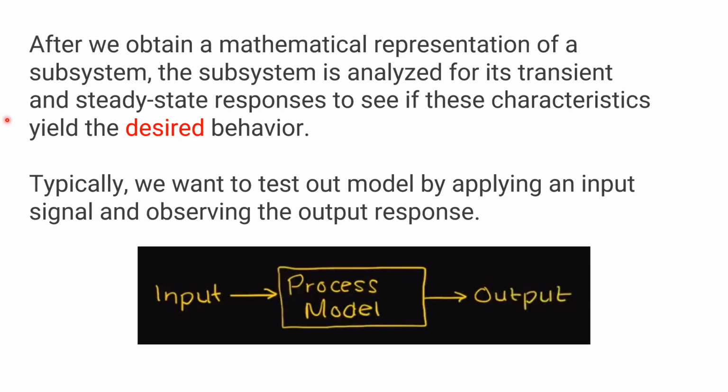So after we obtain a mathematical representation of the system, it is analyzed for its transient and steady state responses to see if these characteristics yield the desired behavior we need. Typically, we want to test our model by applying an input signal and observing the output response. So the process model, that's our system. That's the model that we've come up with to model a particular situation we're dealing with.